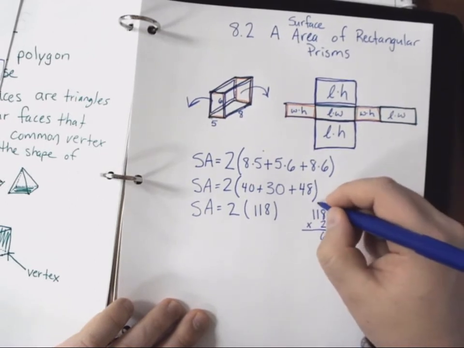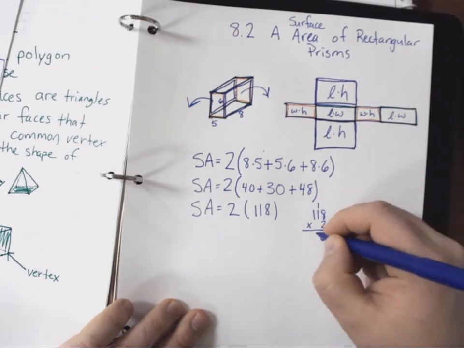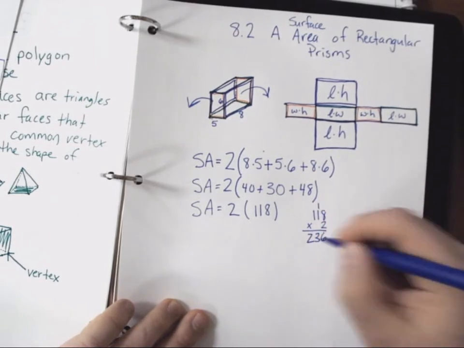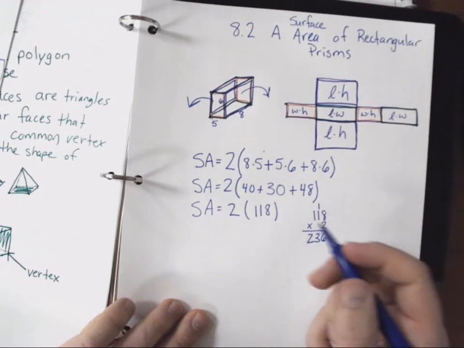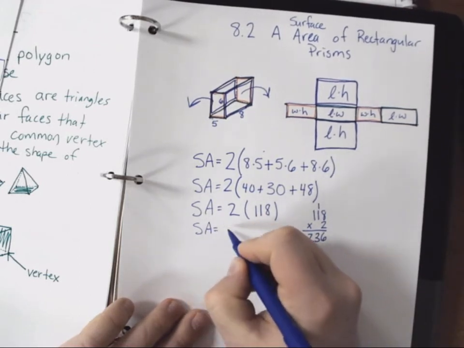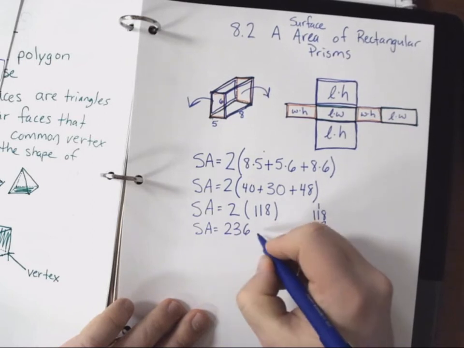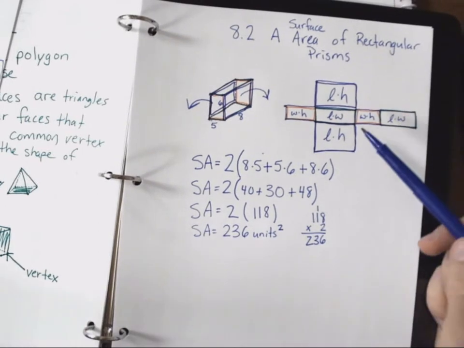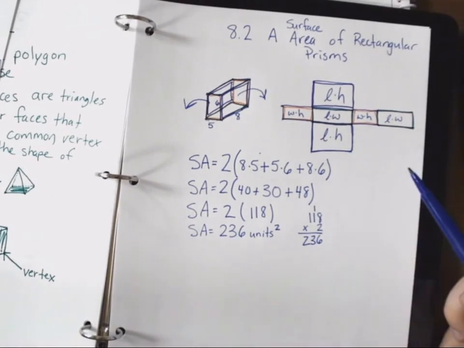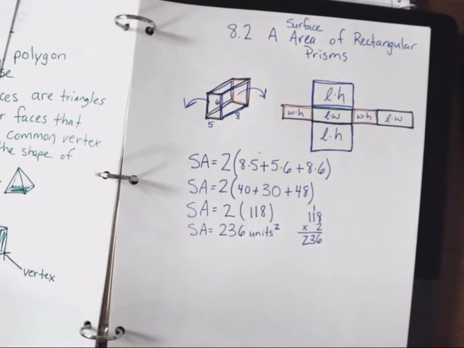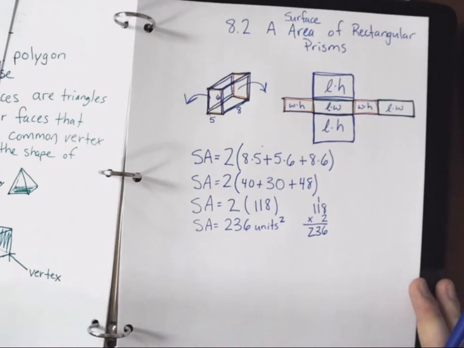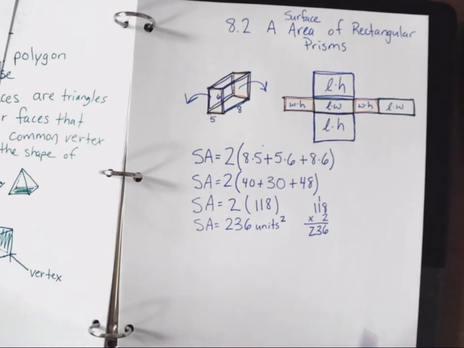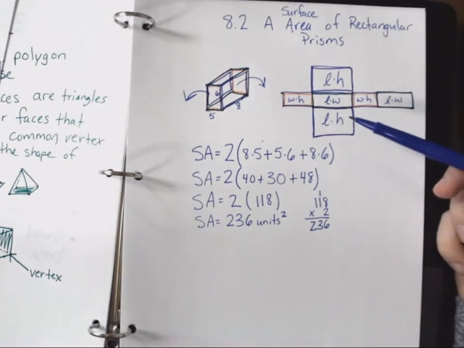8 times 2 is 16, 2 times 1 is 2, plus 1 is 3, and 2 times 1 is 2. So 236. Surface area equals 236 units. This is going to be squared because remember, we're only finding the surface area, which is two-dimensional shapes, and then we are adding all of the surface areas together of all of my flat surfaces. So remember, essentially, we are only finding the two-dimensional area.